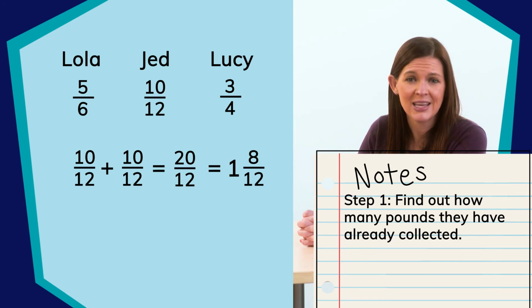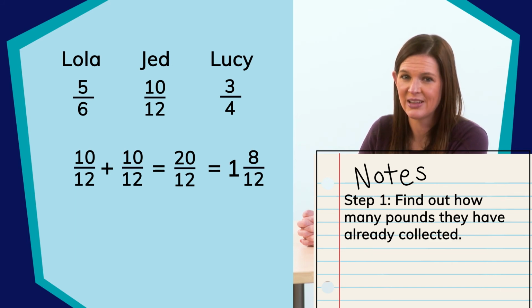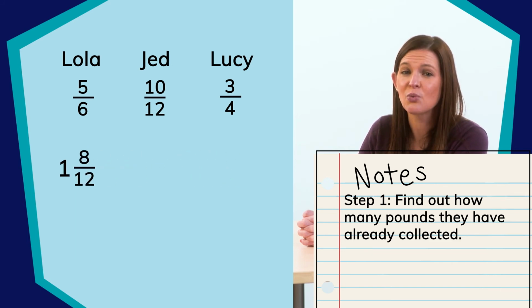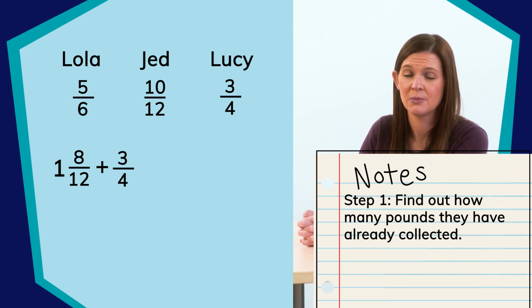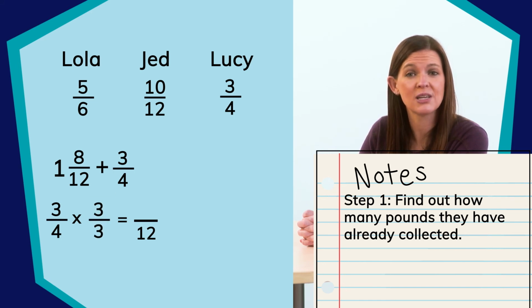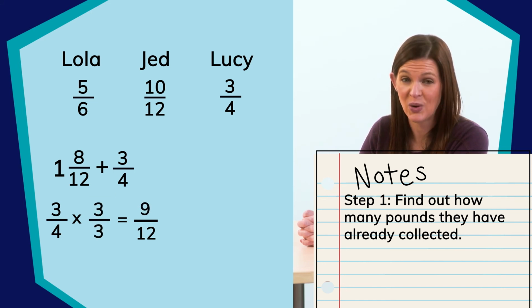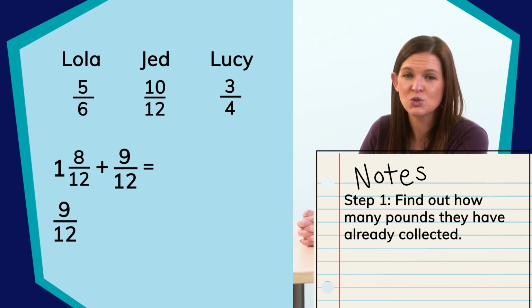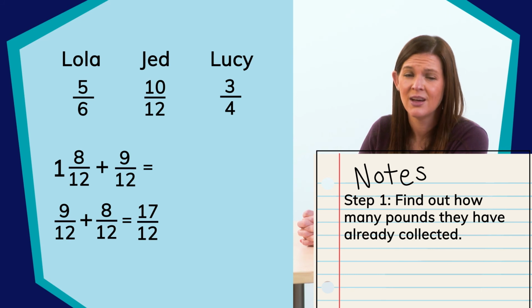Now let's add the 8/12 to the peaches Lucy collected. Lucy collected 3/4 of a pound of peaches. Using the same strategy of multiplying by an equivalent of 1, what does 3/4 need to be multiplied by? 3/3, exactly. So 3/4 times 3/3 would be 9/12. Now 9/12 plus 8/12 is 17/12.